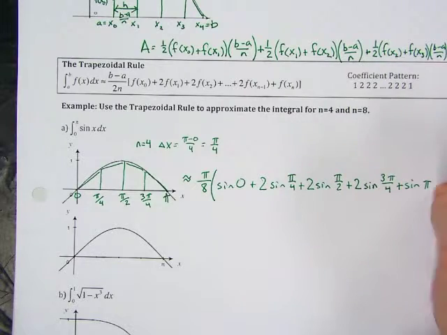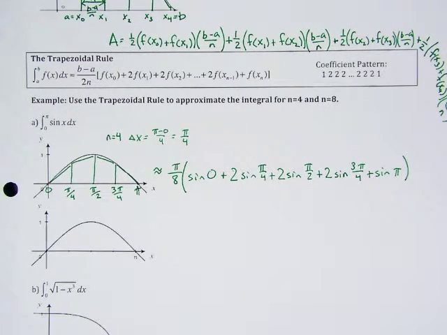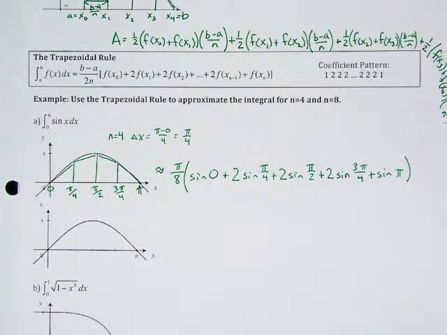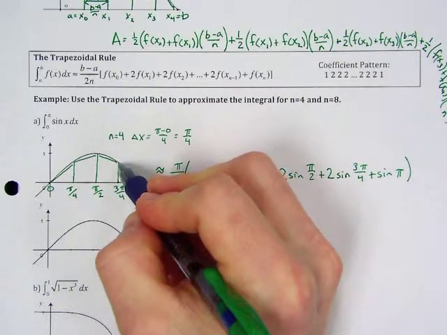Question? And it doesn't matter that the shapes on the outside are triangles and not trapezoids? Nope, doesn't matter. This is just based on the average? Because it's based on the average. So this height is going to be sine of 3 pi over 4. This height is going to be sine of pi, which we know is 0.